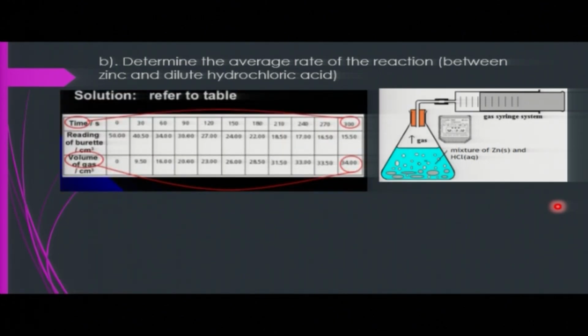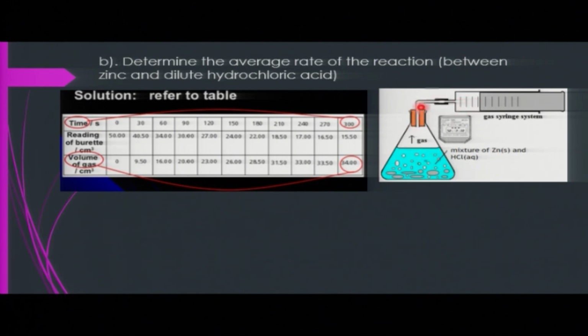Now let's refer to our table. We are actually going to see two different approaches, but let's first go through the table and see. What do we see on the table? At the end of our experimentation, after 300 seconds, a certain volume was collected. So this is the total volume in accordance to the time we had. Why do I call it total? Because as the gas is being produced, look at my highlighter. As the gas is being produced, it is collected in the syringe.